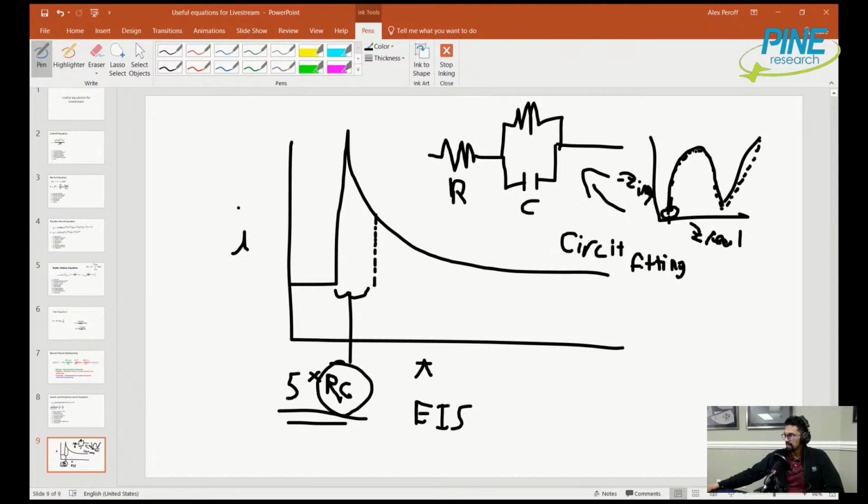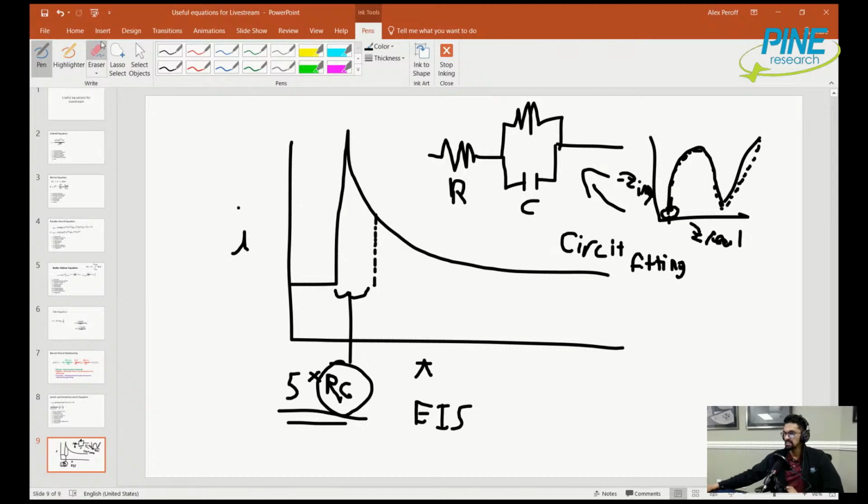There are some other calculations that are used to look at this semicircle to determine what C is. But most software with circuit fitting capabilities has the ability to determine C, and you can determine the amount of farads of capacitance with EIS. It's the most direct way to measure RC, because in one experiment you can get both values. That's probably the main advantage of it.